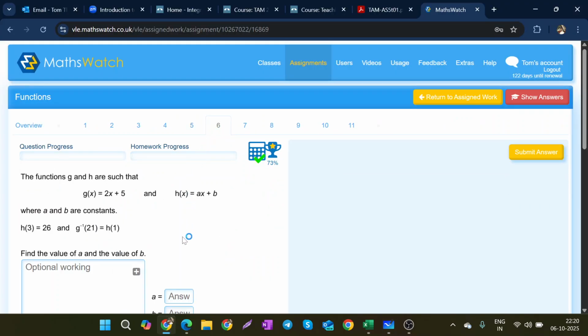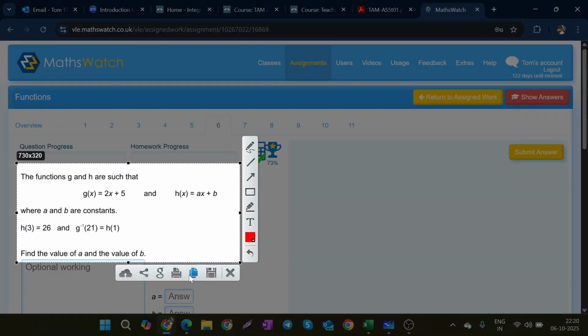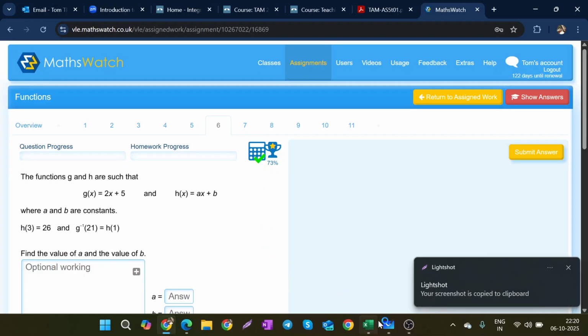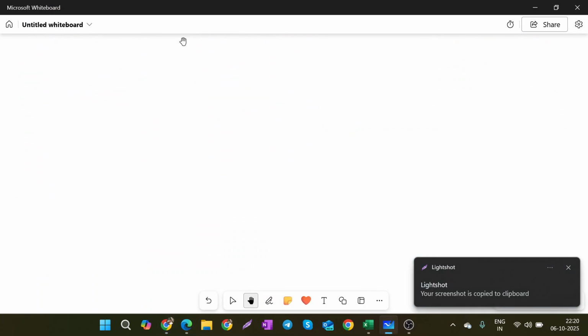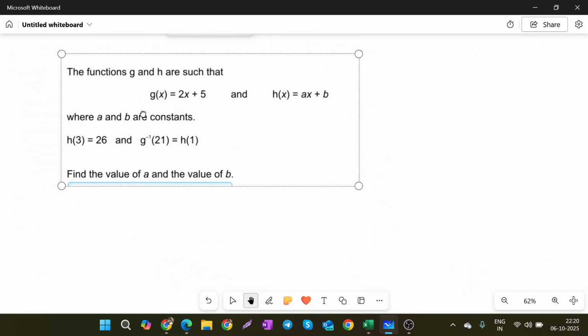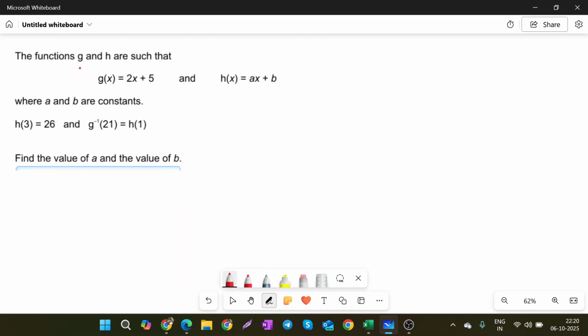Okay. Number 5. Oh, this looks slightly longer. Let's see. Seems to be a calculator question, but nevertheless, we'll try it without a calculator. Hopefully I don't get it wrong. Okay, so the functions g and h are such that g of x is 2x plus 5, and h of x equals ax plus b, where a and b are constants.